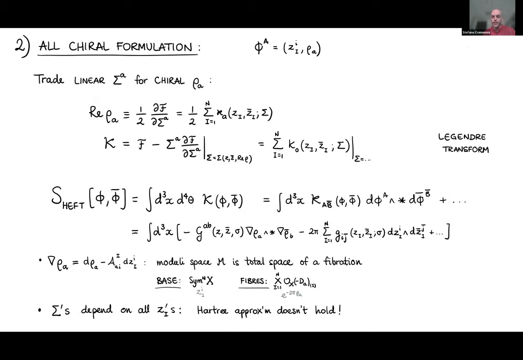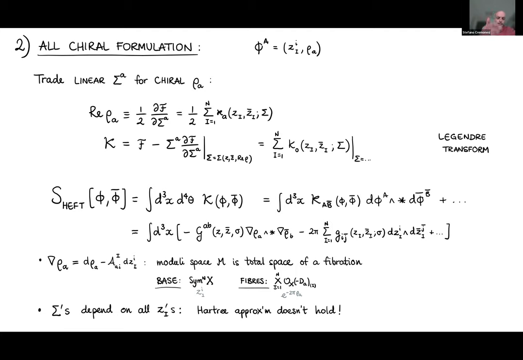So next, you might be interested in a formulation with all chiral superfields. And the way to do it is standard. You just have to do a Legendre transform. Basically, you can trade the linear multiplet or the associated vector multiplet for a chiral multiplet by doing a Legendre transform like this. And then the potential that governs the effective field theory in that formalism is now given by the sum over all the M2 branes of the globally defined potential K0, again evaluated at the positions of the M2 branes.